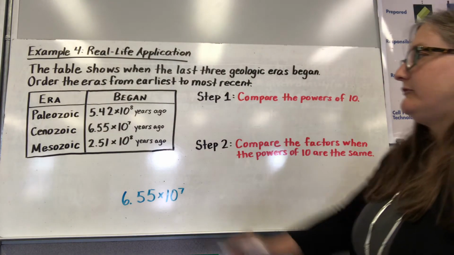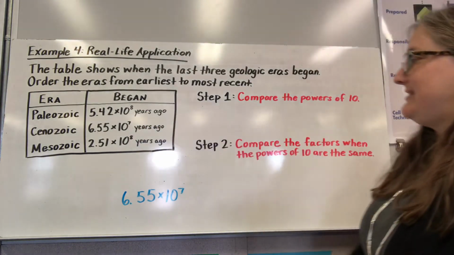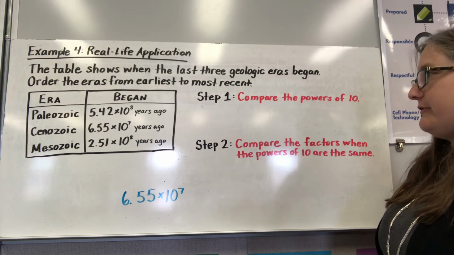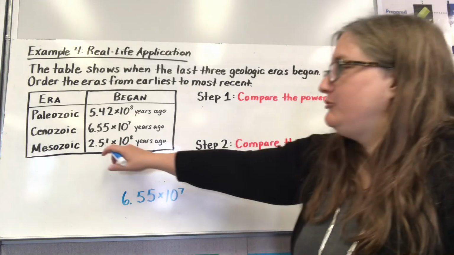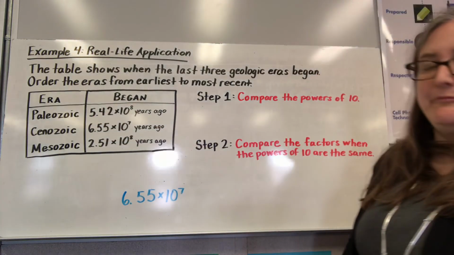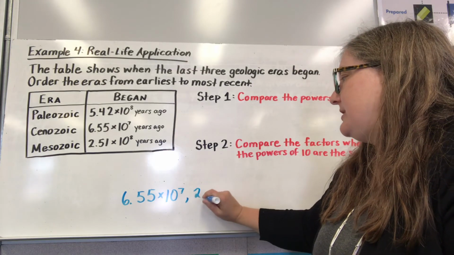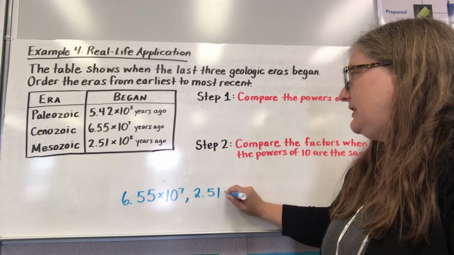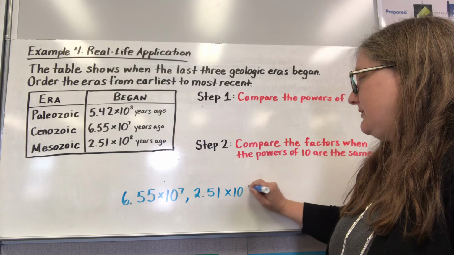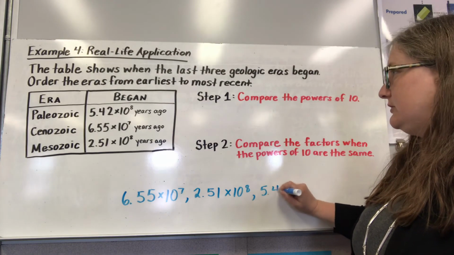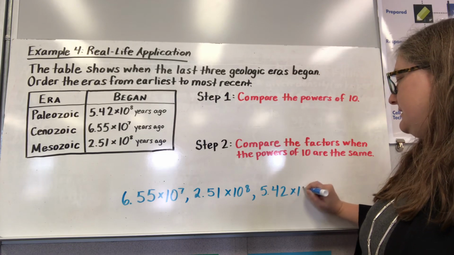All right, now that I have 2 with a power of 8, the next thing I would do, since they're tied for powers, is I would compare their factors. So I've got 2.51 and 5.42. The 2.51 is smaller, so that's going to be our next earliest. And the most recent will be the 5.42 times 10 to the 8th power.